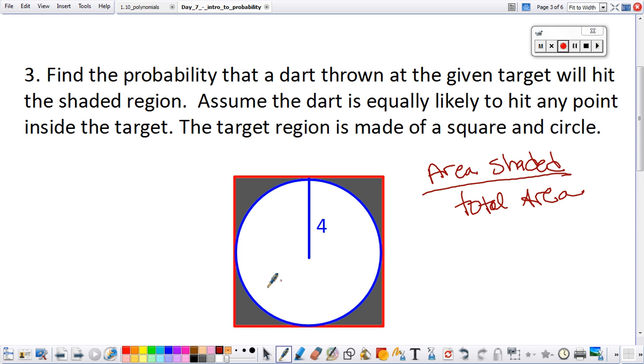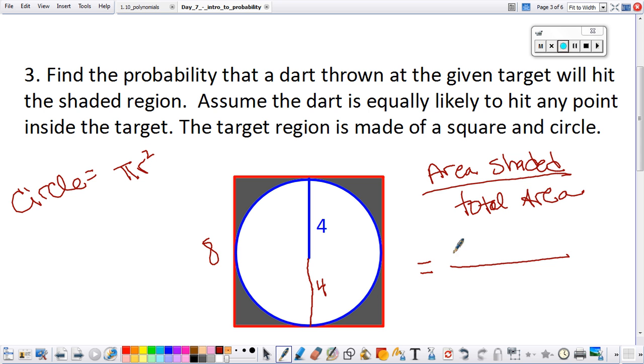So take a minute and figure out what would be the total area and what would be the area of the shaded region. If you need a refresher, the area of a circle is pi r squared. Okay, so if this is 4 as a radius, this radius is 4, so the length of the side of the square is 8. So the total area of everything is 8 times 8, which is 64. The shaded area is 64 minus the area of the circle. So 4 squared, that's 16 pi. You can leave this as your exact final answer.